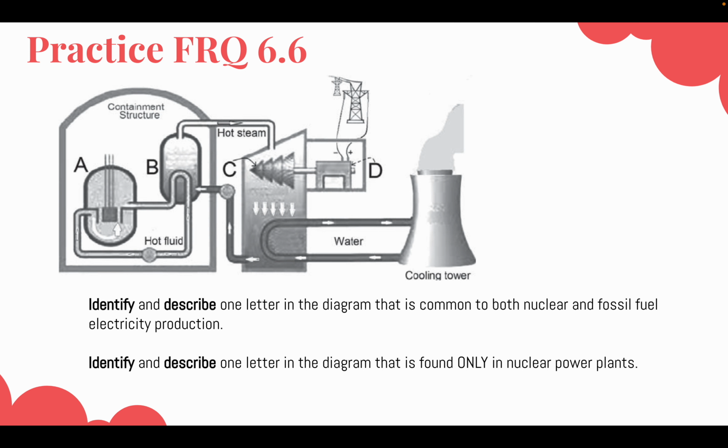We have a diagram of a nuclear power plant that's been simplified for you. You're going to identify and describe a letter that is common to both nuclear and fossil fuels. So what could I find in a coal power plant that I also find here? And then you're going to identify and describe a letter that I only find in nuclear power plants that I would not find in a fossil fuel power plant.